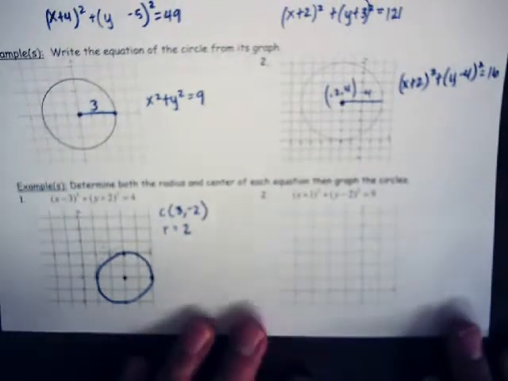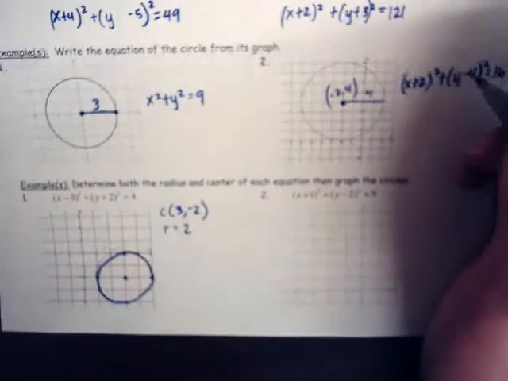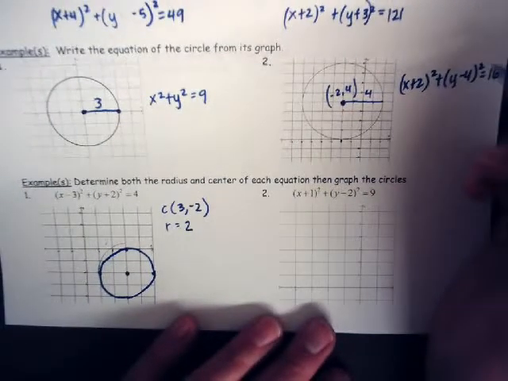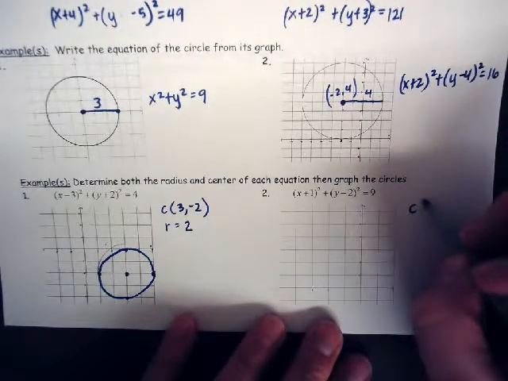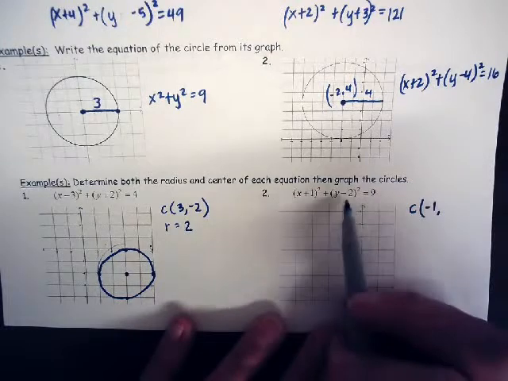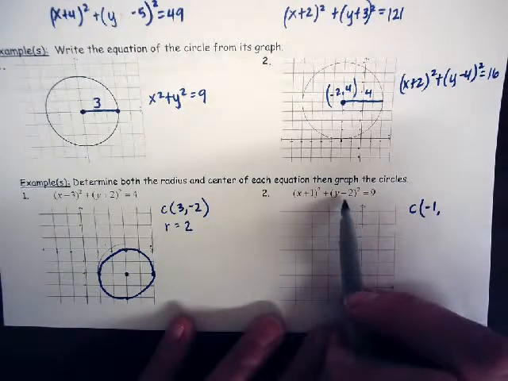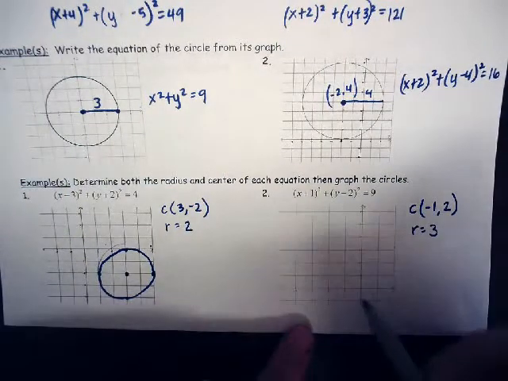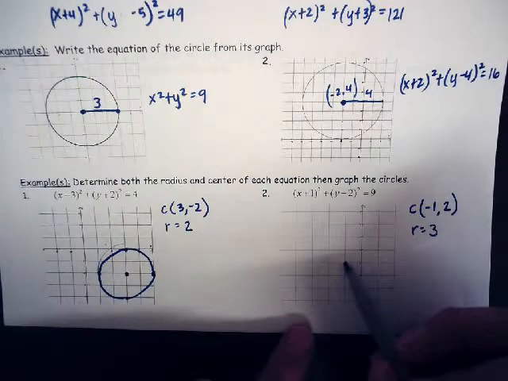Okay, number 2. The center. Since 1 is positive, x plus 1, then my x value is going to be negative 1. And since y is negative right here, or the k is, then my y value is going to be positive. That's my center. My radius is the square root of 9, so it would be 3. So if I go negative 1, up 2, that's my center, with a radius of 3.